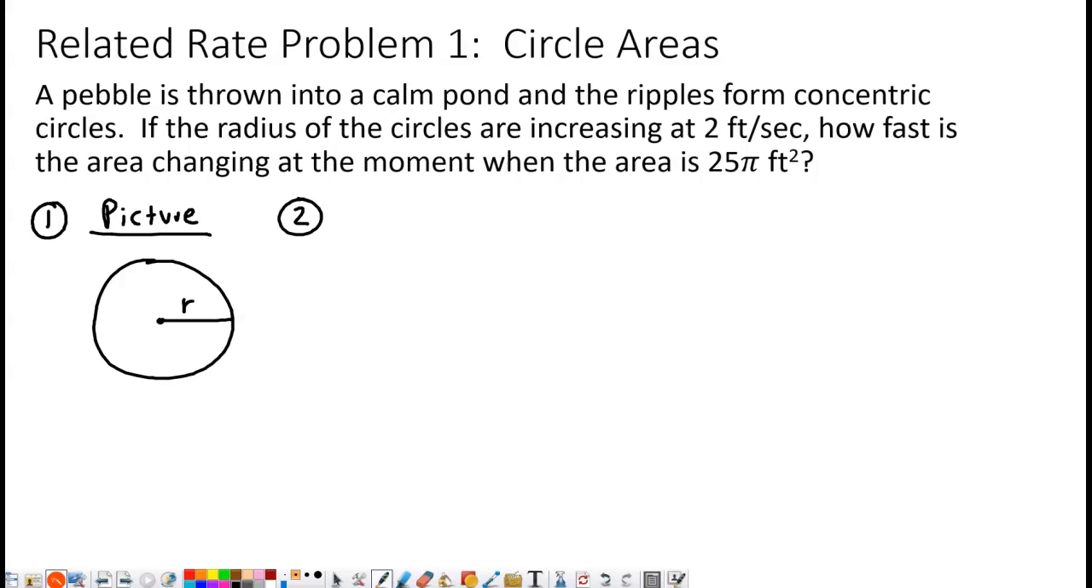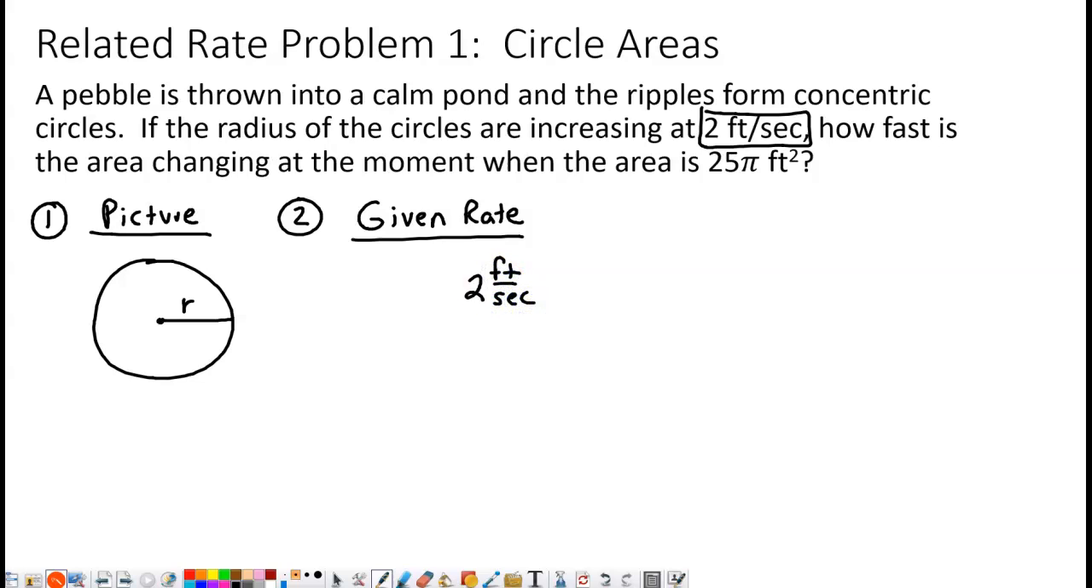Number 2 was to identify the given rate. I might be getting step 2 and 3 mixed up, but it doesn't really matter what order you do those two in. But step 2, let's say we want to identify the given rate. So we're looking for the rate that we know. Now, a rate is something that is like feet per second. And so right here is our given rate. So we have a rate of 2 feet per second.